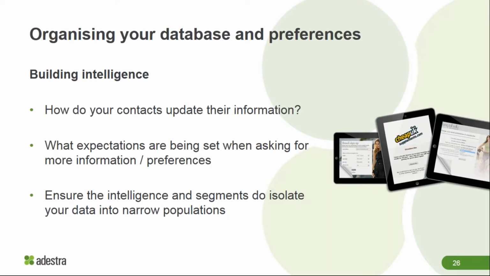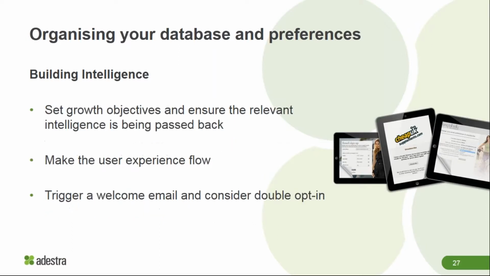And ensure the intelligence of segments does not isolate your data into narrow populations. So don't put people into too narrow a population based on some activity they may have done. Make sure they're exposed to everything else you're offering as well, even if the initial message is targeted.